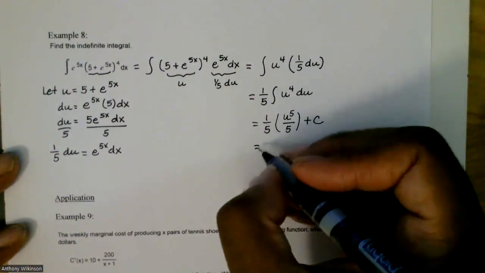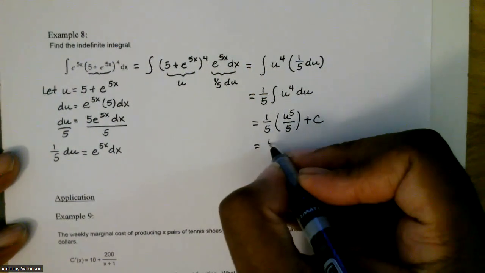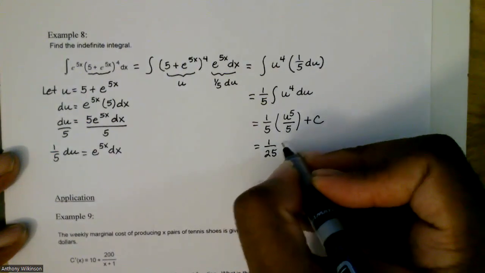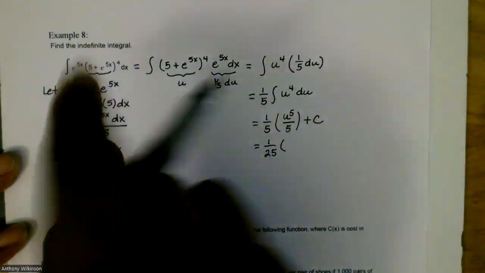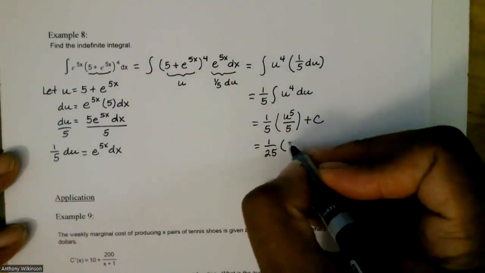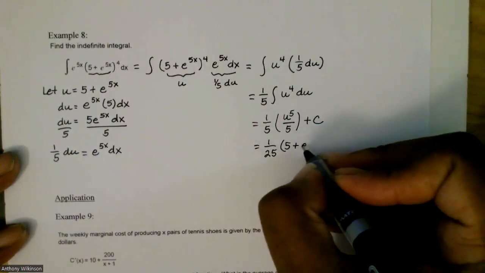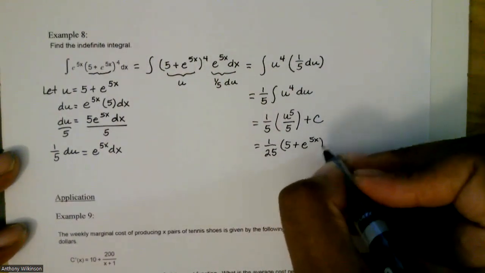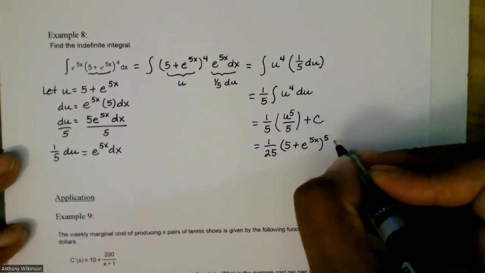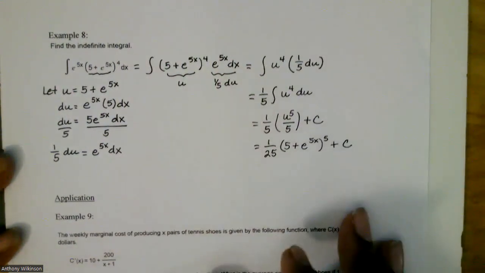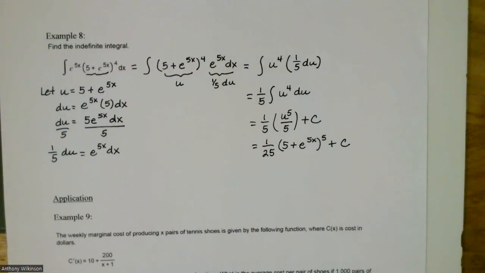Well, 1/5 times 1/5 would be 1 over 25. And then replace the u with that 5 plus e to the 5x. So it'd be 5 plus e to the 5x, that quantity is to the 5th power, and then plus c. So the final answer there will be 1/25 times the quantity 5 plus e to the 5x raised to the 5th plus c.